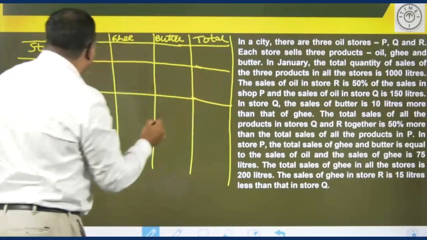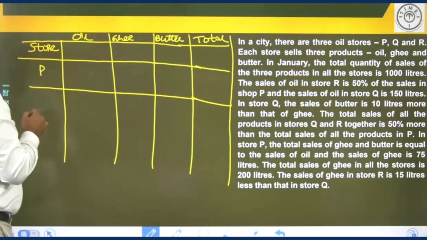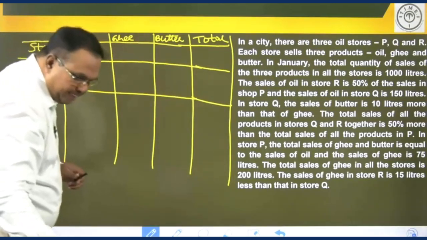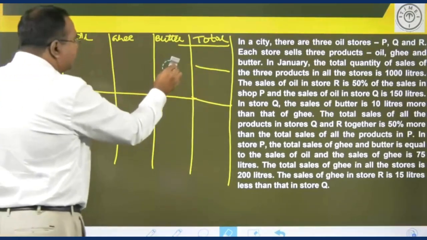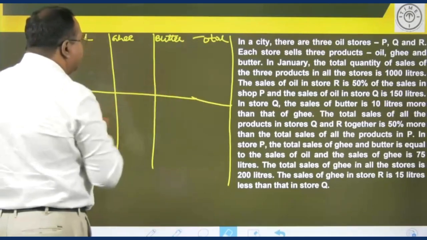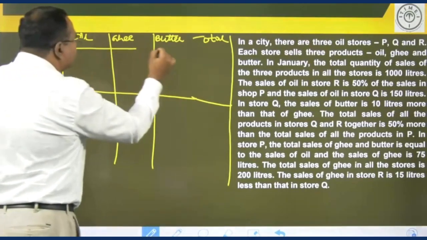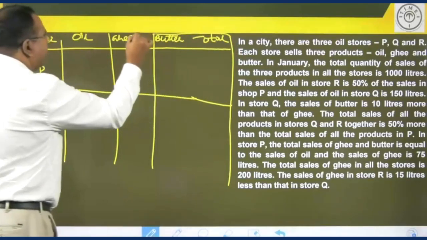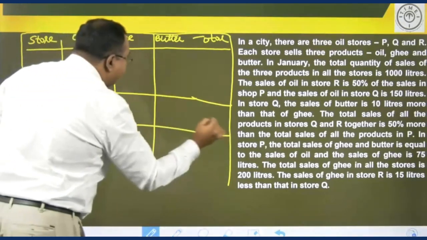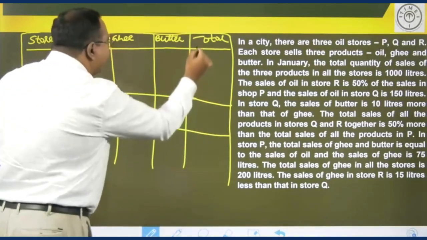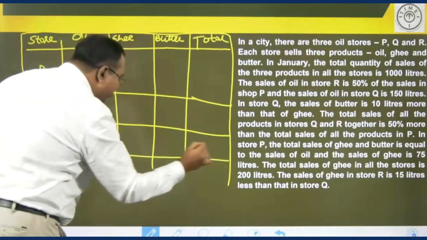We have 3 stores. We have store P, then we have store Q. Store will come here. I'll erase this. This is store P, this is store Q, this is store R. We have one more row, we'll take total.